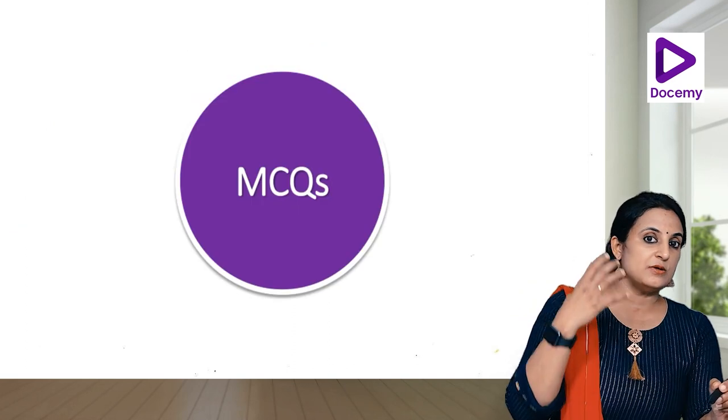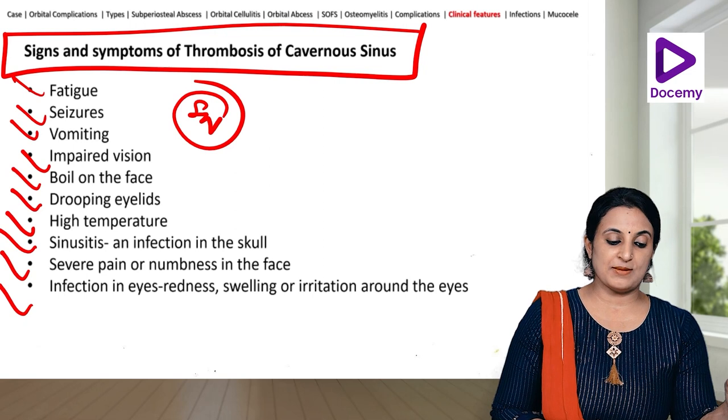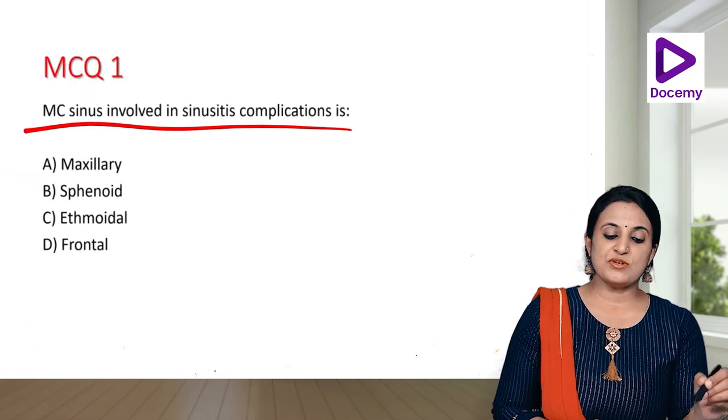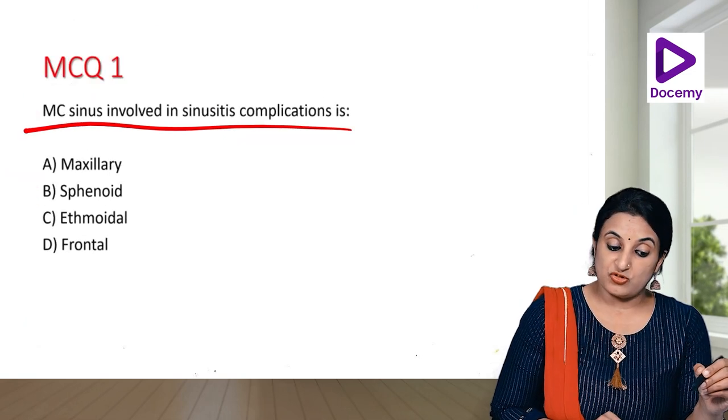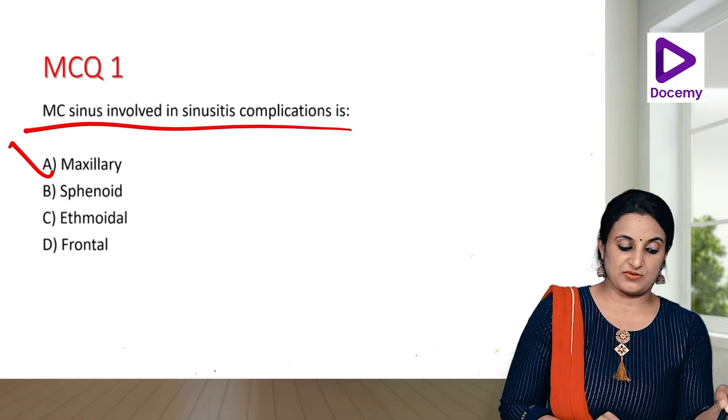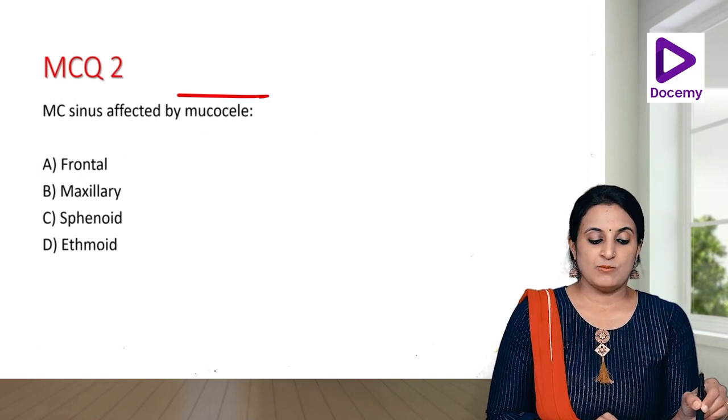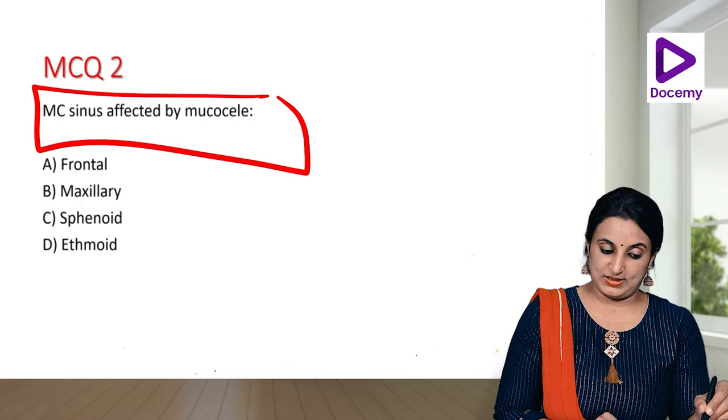Let us look at a quick review of the MCQs. The first MCQ: which is the sinus most involved in sinusitis? It is surely and most commonly the maxillary sinus. Next, the most common sinus affected by mucoceles is surely the frontal sinus.